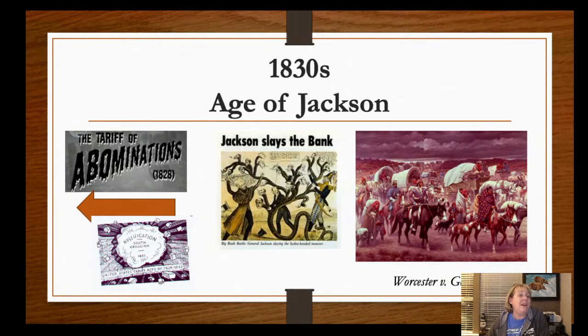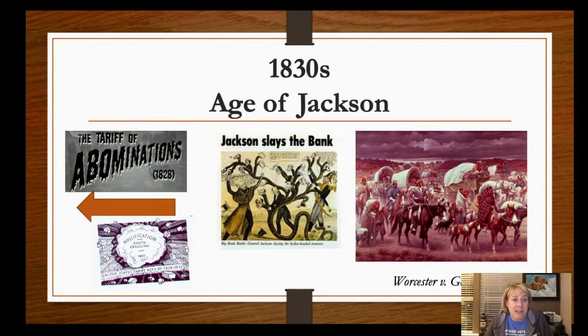Now, a lot of people see Jackson as a hero for how he handled this. Another thing they look at Jackson as a hero for was his war on the bank. Jackson saw the Second National Bank, which had been passed under the American System, had a 20-year charter, and it was coming up for renewal in 1836. Well, Henry Clay and others tried to get it passed sooner. They wanted to renew the bank's charter before it ran out.